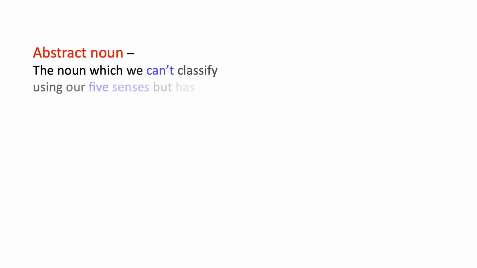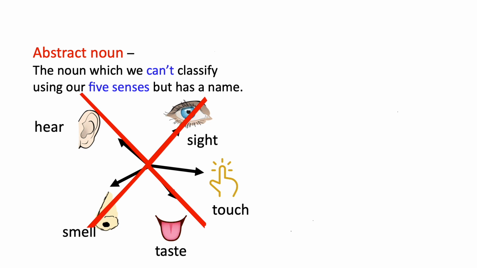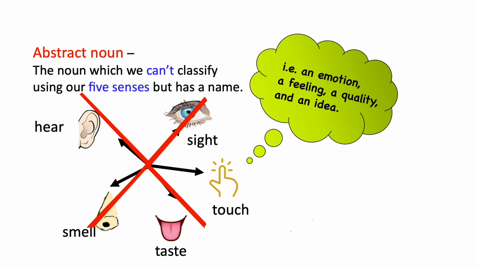Our next type is the abstract noun, the noun which we cannot classify or identify using our five senses, but they still have a name. So we cannot hear, see, touch, taste, or smell them in order to identify them. Abstract nouns are generally an emotion, feeling, quality, or an idea.